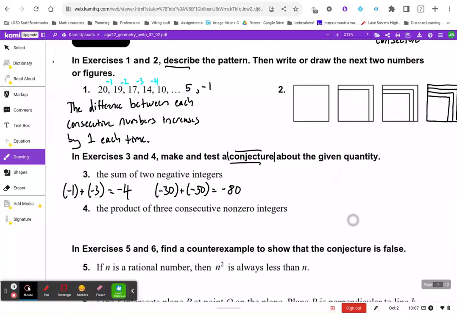Okay, so describing our pattern for number one, I would say something along the lines of the difference between each consecutive numbers increases by one each time, something along those lines. Hopefully, you found the same pattern that I did.